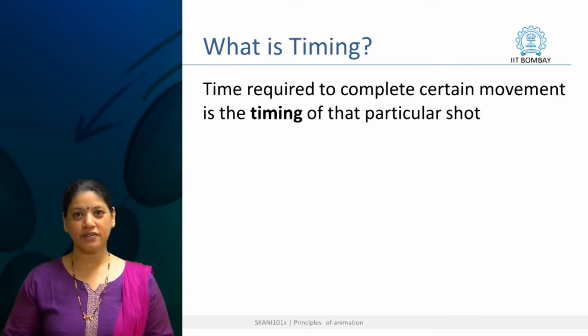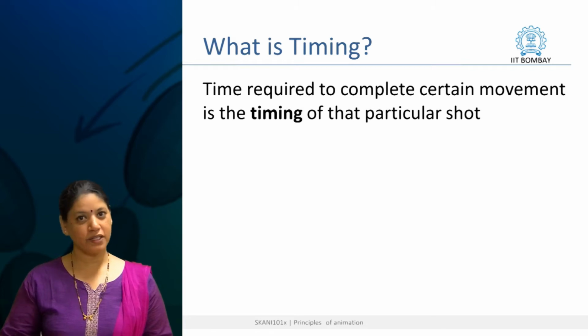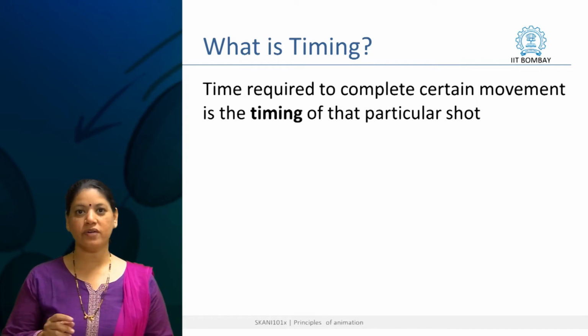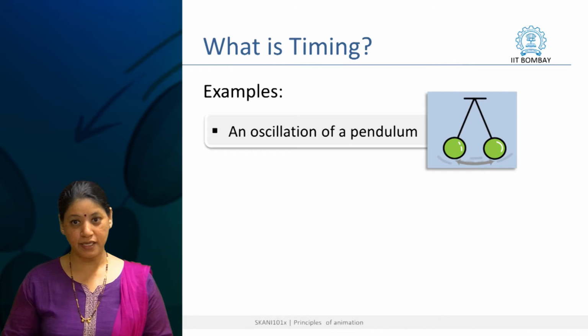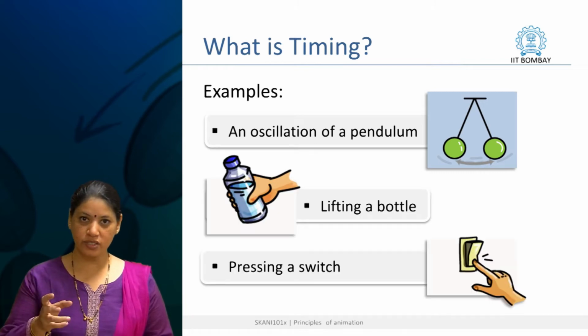The duration required to complete a certain action is the timing of that particular movement. For example, blinking of our eye, one oscillation of a pendulum, lifting a bottle, or pressing a switch. These are all different actions, and all of them require a certain time to complete. This is as simple as that. The time required to complete the action is timing.